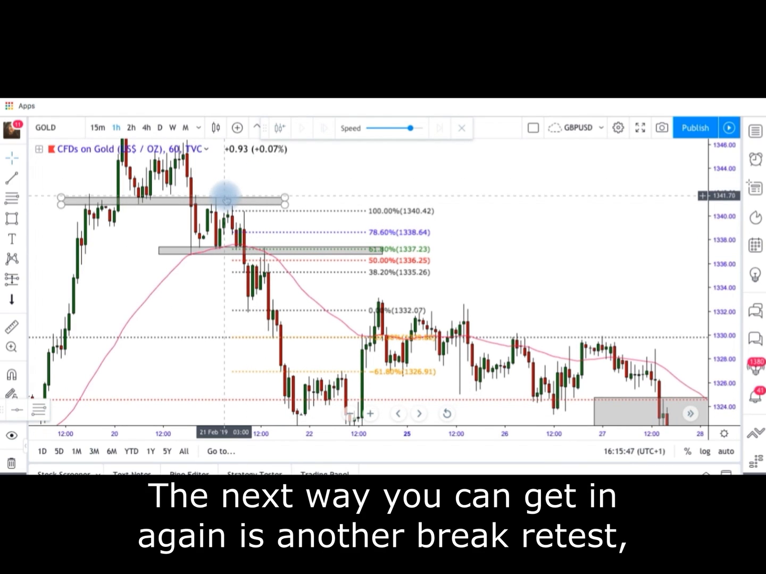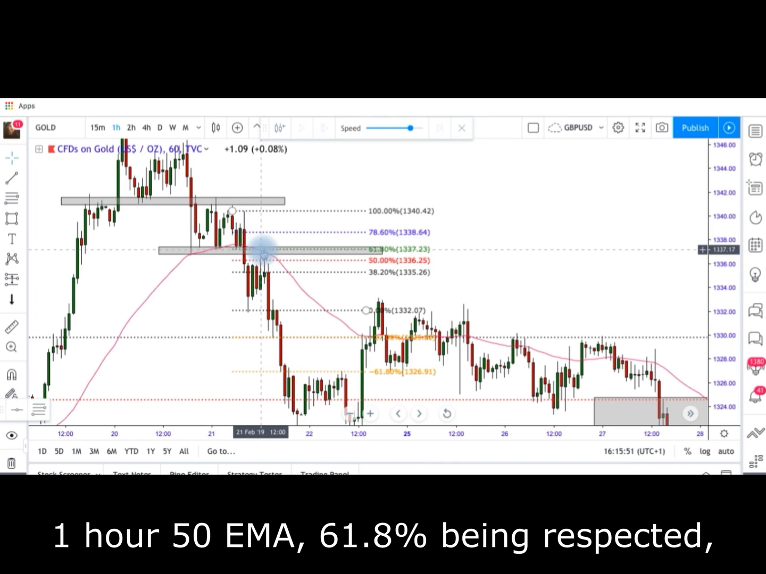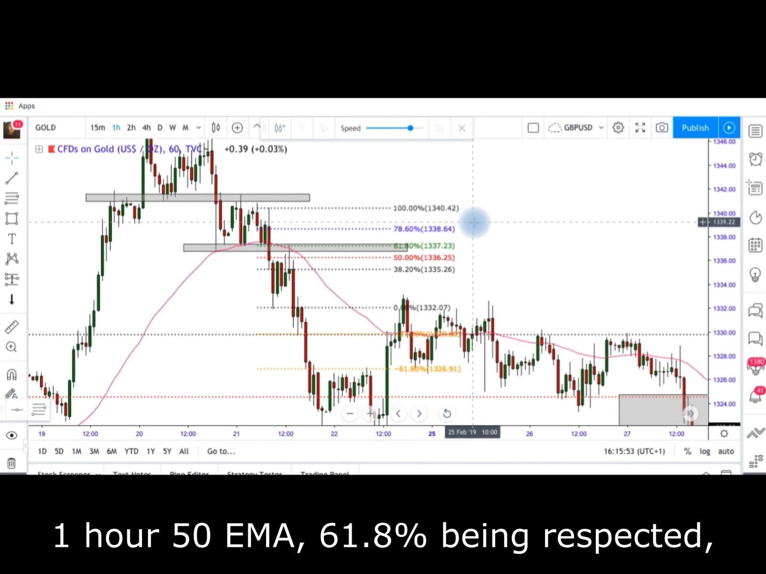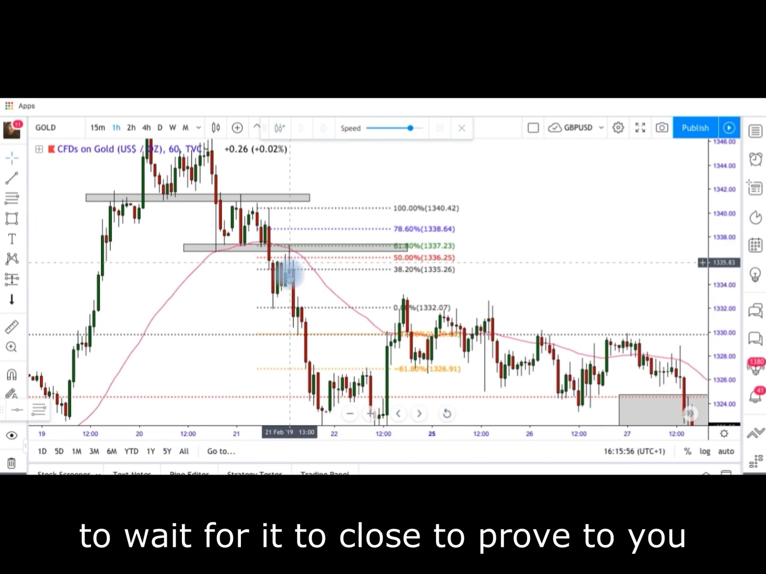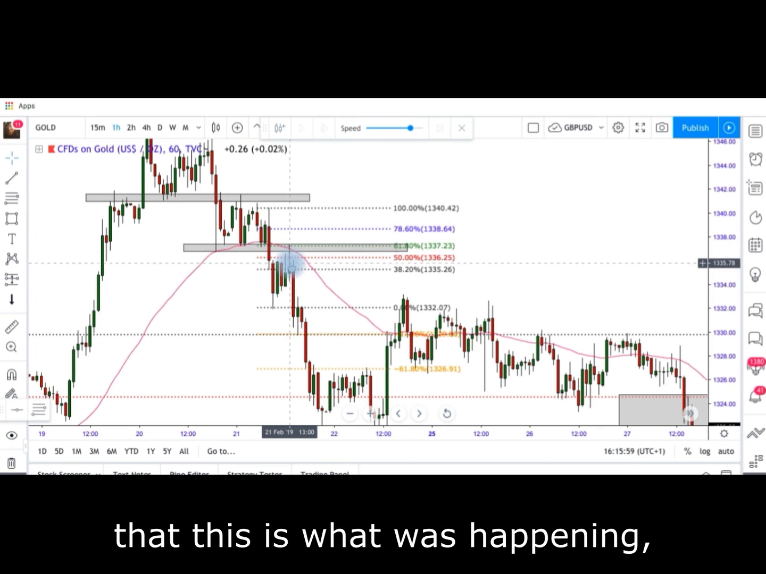The next way you can get in again is another break retest, 1 hour 50 EMA, 61.8% being respected. So therefore you could have got in off this candlestick closure to wait for it to close to prove to you that this is what was happening.